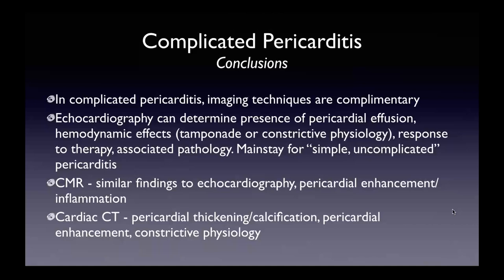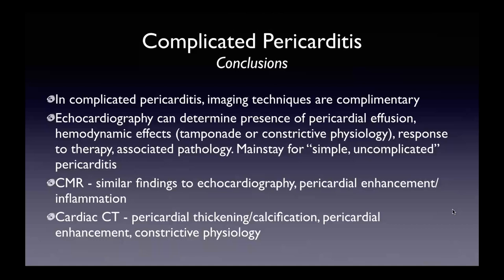So in complicated pericarditis, I think imaging for simple acute pericarditis, echocardiography really is the mainstay. But if you have recurrent episodes or more chronic pericarditis, then other imaging modalities such as cardiac CT and CMR are definitely useful. Echo can determine the presence of the pericardial effusion, look at hemodynamic effects, whether it's tamponade or constrictive physiology, look at response to therapy, and look at any associated pathology. And as I said, it's the mainstay for simple or complicated pericarditis.